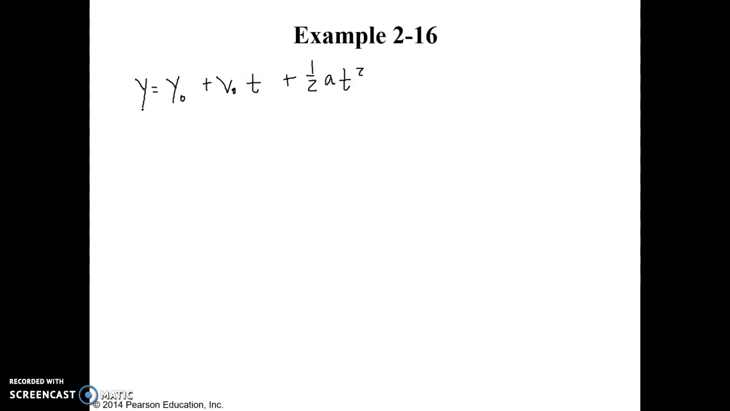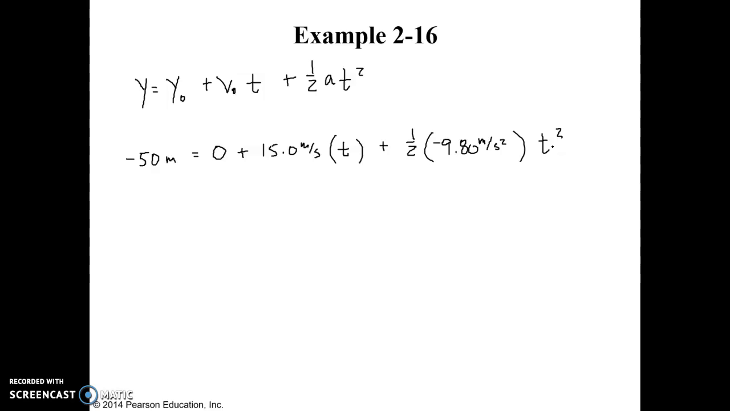So this is our final position, y, which is negative 50 meters down at the bottom of the canyon, equals our initial position, which was 0, plus our initial velocity, which was 15.0 meters per second up, multiplied by time, which we don't know, plus 1/2 times acceleration, which we do know because it's always negative 9.80 meters per second squared, and then multiplied again by our unknown quantity of time squared.